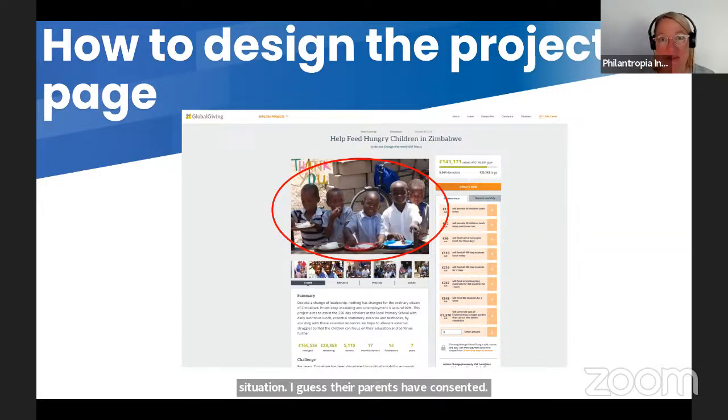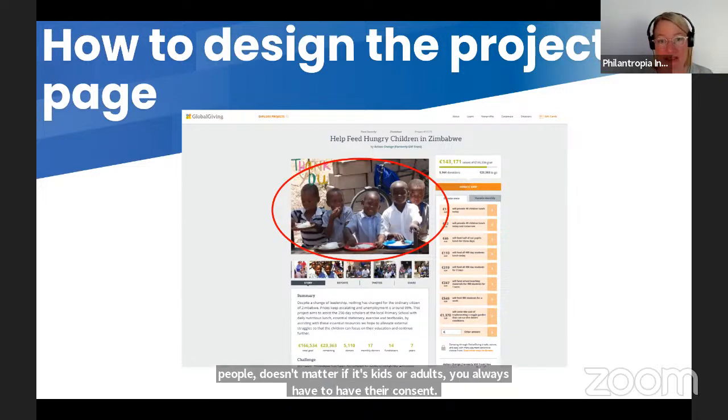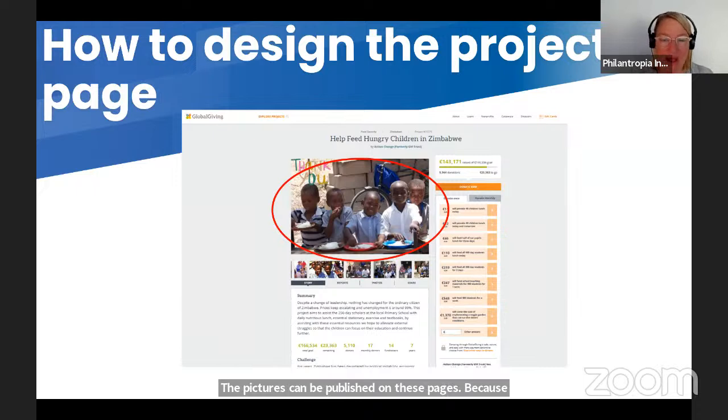So if you want to use pictures of people, it doesn't matter if it's kids or adults, you always have to have their consent that pictures can be published on these pages, because you're publishing their likeness. And it's a positive situation for those children, so I think that is fine. That looks like a respectful picture.